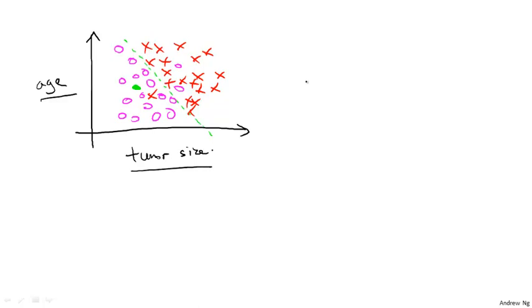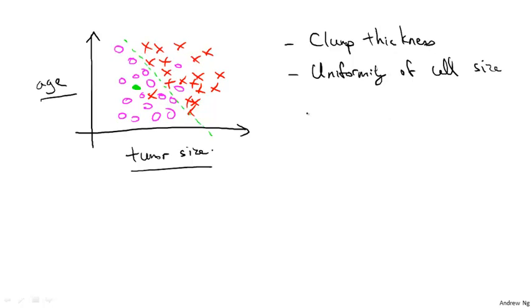A few of my friends have actually worked on the breast cancer prediction problem for real, and it turns out that when you're actually doing this in practice, you often have many other features. So you have features like clump thickness, a measure of how clumpy the breast tumor is, uniformity of cell size, uniformity of cell shape, and so on. And when using learning algorithms to predict these things, you can end up having a lot of features.